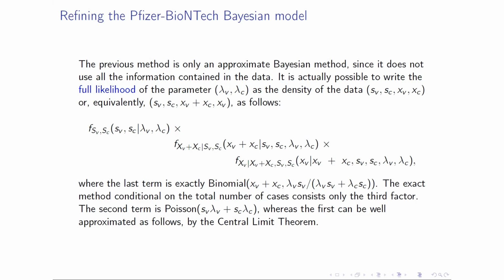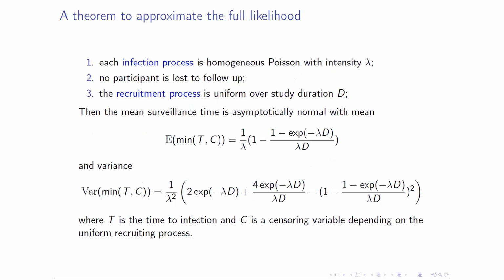The first two pieces are not obvious, but we can do some mathematical statistics on it if we make some assumptions. So again, each infection process is homogeneous. You have a lambda for vaccines and a lambda for controls. No loss to follow up. No informative censoring, in other words. And if you consider that the recruitment process is uniform over time, then you can do some computations.